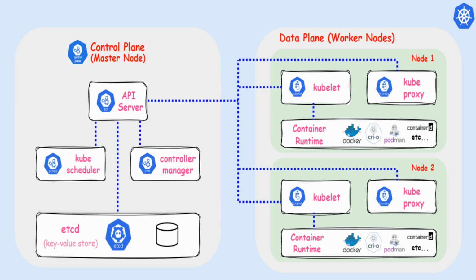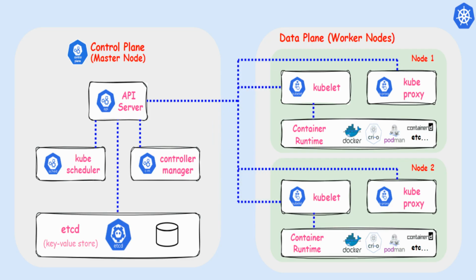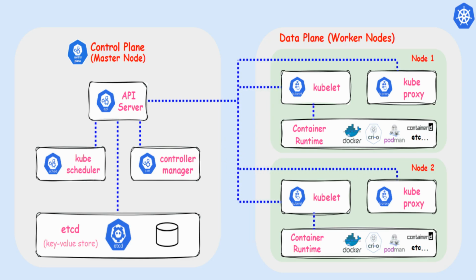Etcd is like the brain's memory. It's a distributed key value store that holds all the data about the cluster, the configuration, the state of all the objects, everything. So you can think of it as the brain's long-term memory, storing everything it needs to know. So it's like the brain's hard drive. Exactly. It's where everything is stored.